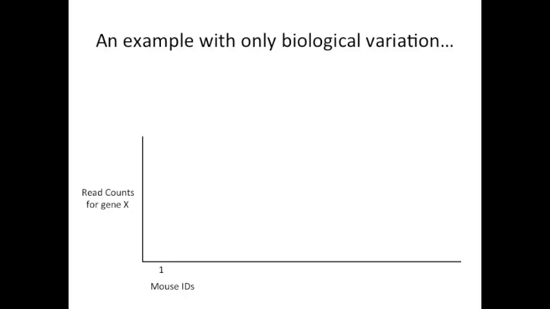To understand how these two sources of variation can affect our results, we're going to start with an example in which there is only biological variation. That is to say, for the time being, imagine we can do RNA sequencing without any technical variation. Here, we're going to plot read counts for an imaginary gene X for several different mice. For this example, the exact number of reads per mouse isn't important, just the difference between replicates. Thus, the y-axis isn't labeled with numbers.